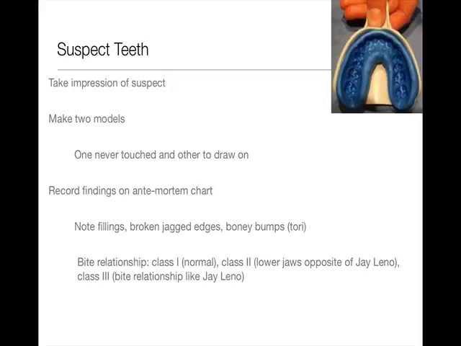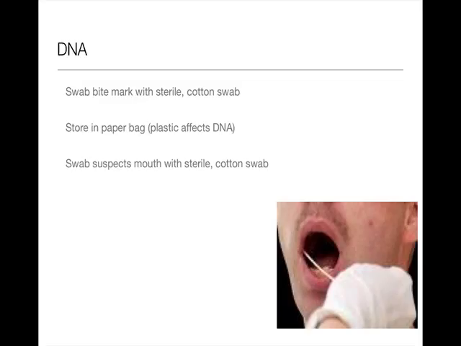Some of the things you would note are fillings, broken jagged edges, bony bumps, also known as tori, and then also the bite relationship. So class 1 is a normal class where the maxillary teeth are nearly in line with the mandibular teeth. Class 2 is the opposite of Jay Leno, meaning that you have an extreme overbite, and class 3 is a bite relationship like Jay Leno, where you have an underbite, where the mandibular teeth come in front of the maxillary teeth.